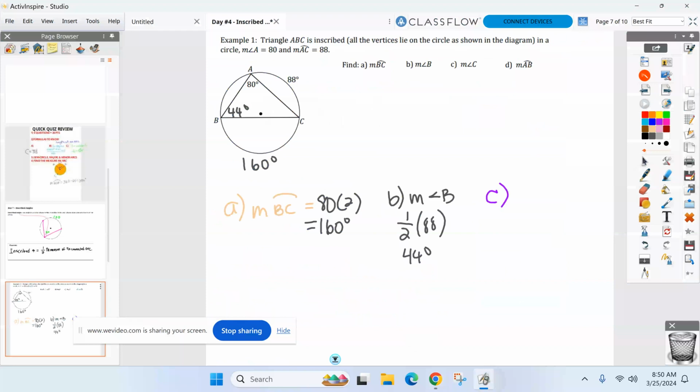You don't have to use a circle fact. There's 180 degrees in a triangle. I can subtract 44 and 80 from that. Boy, that's 100. What are we looking at there? 56 degrees.